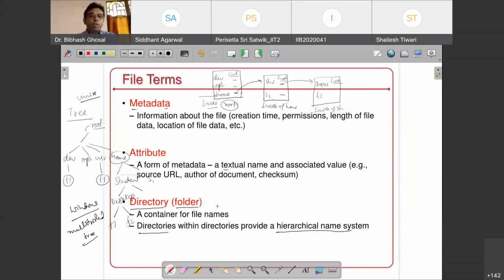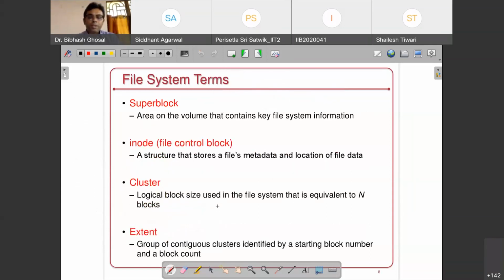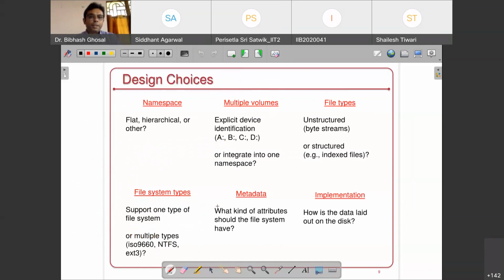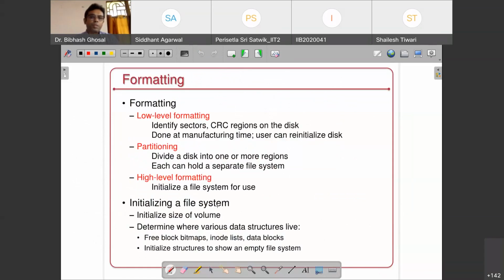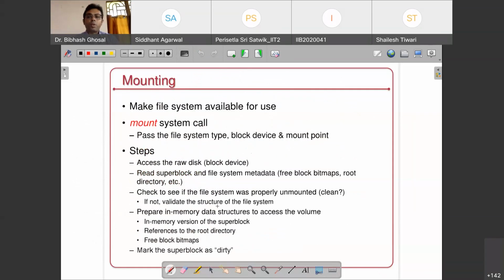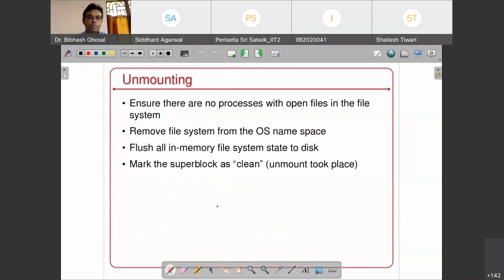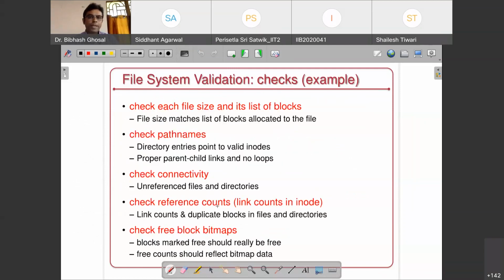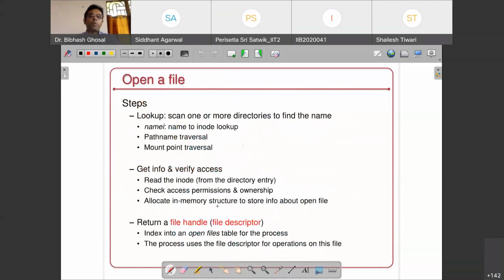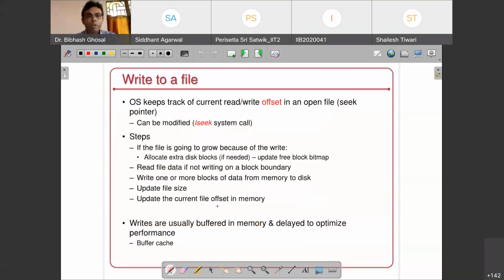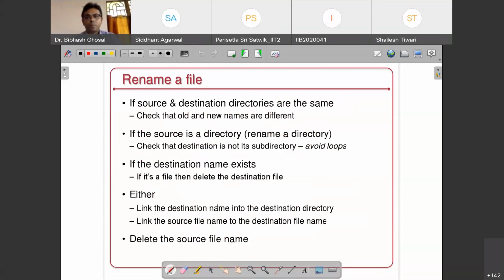So I'll stop it here today, and in the next class I'll introduce you to the different file system operations, and then we'll talk about different operations such as formatting, mounting, and we'll see different kinds of validation, and then we'll move on to the different operations of files, and we'll look at the implementation of different files. Okay.